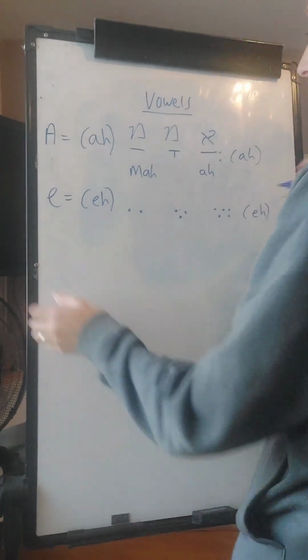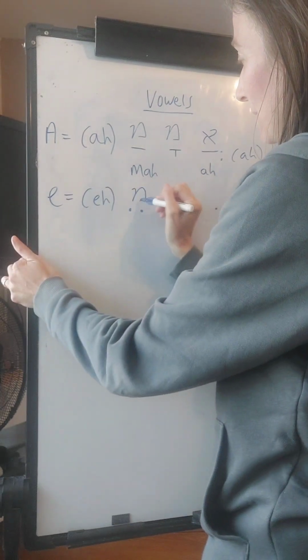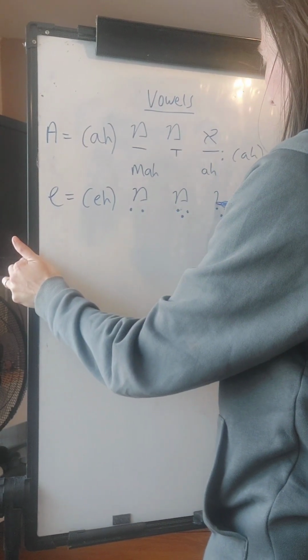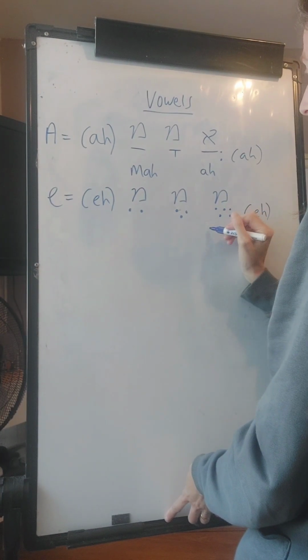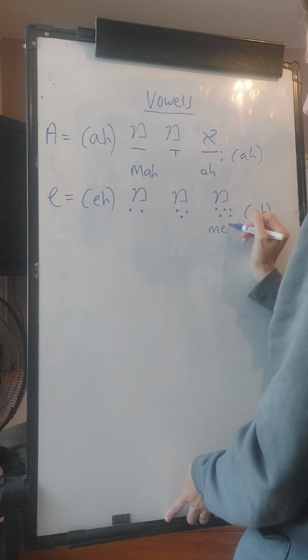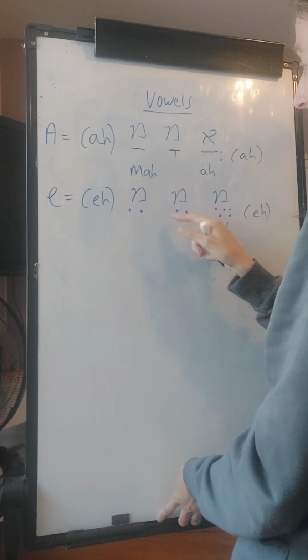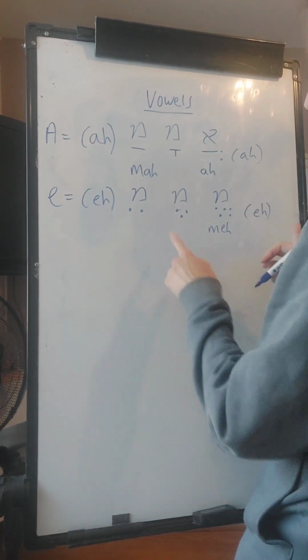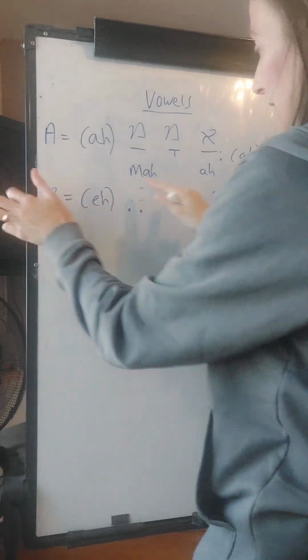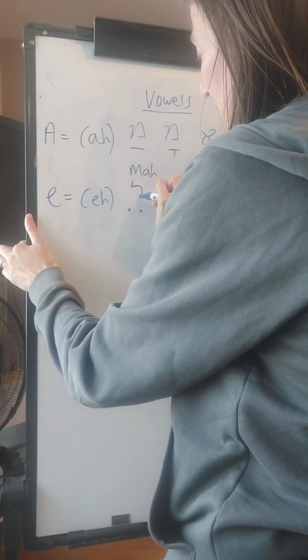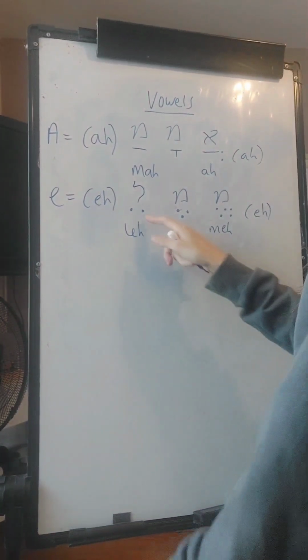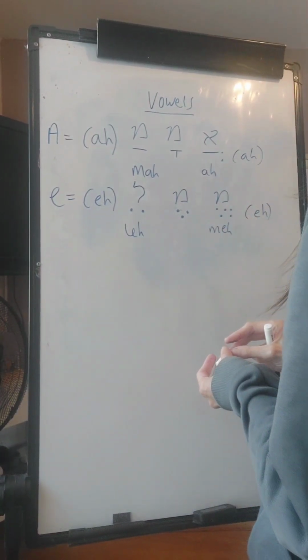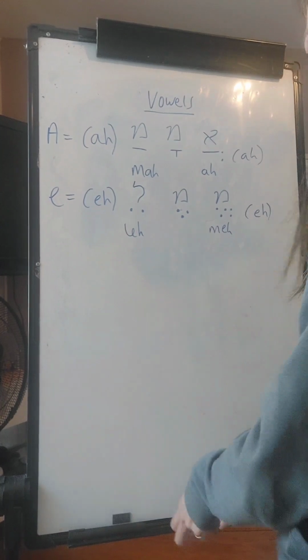Same again, if you put the mem above the E vowel, sound of the consonant, M, sound of the vowel, E, they each read as me, me, me. And again, if the lamed is there, the L would be le. So any of these symbols sounds as E. I'm just going to clear the board and we'll do some more.